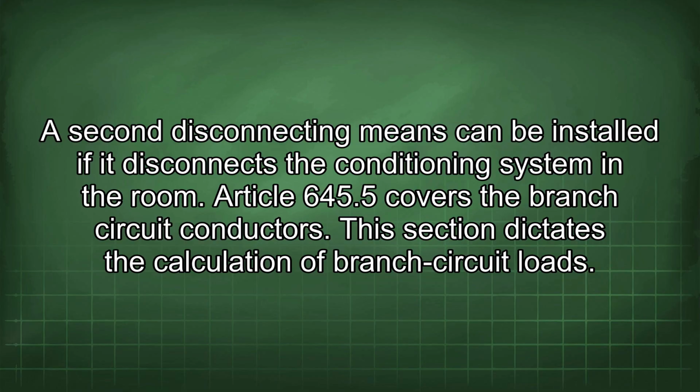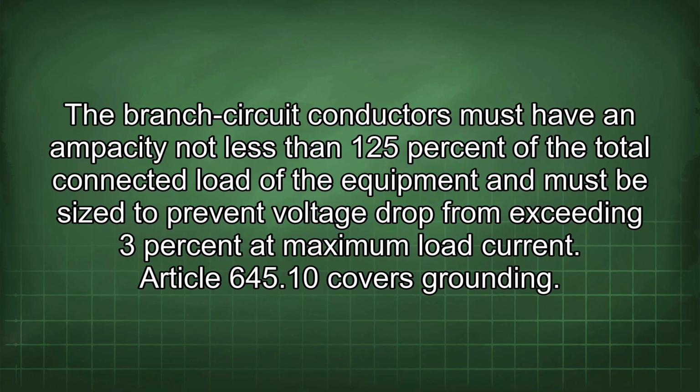Article 645.5 covers the branch circuit conductors. This section dictates the calculation of branch circuit loads. The branch circuit conductors must have an ampacity not less than 125% of the total connected load of the equipment and must be sized to prevent voltage drop from exceeding 3% at maximum load current.